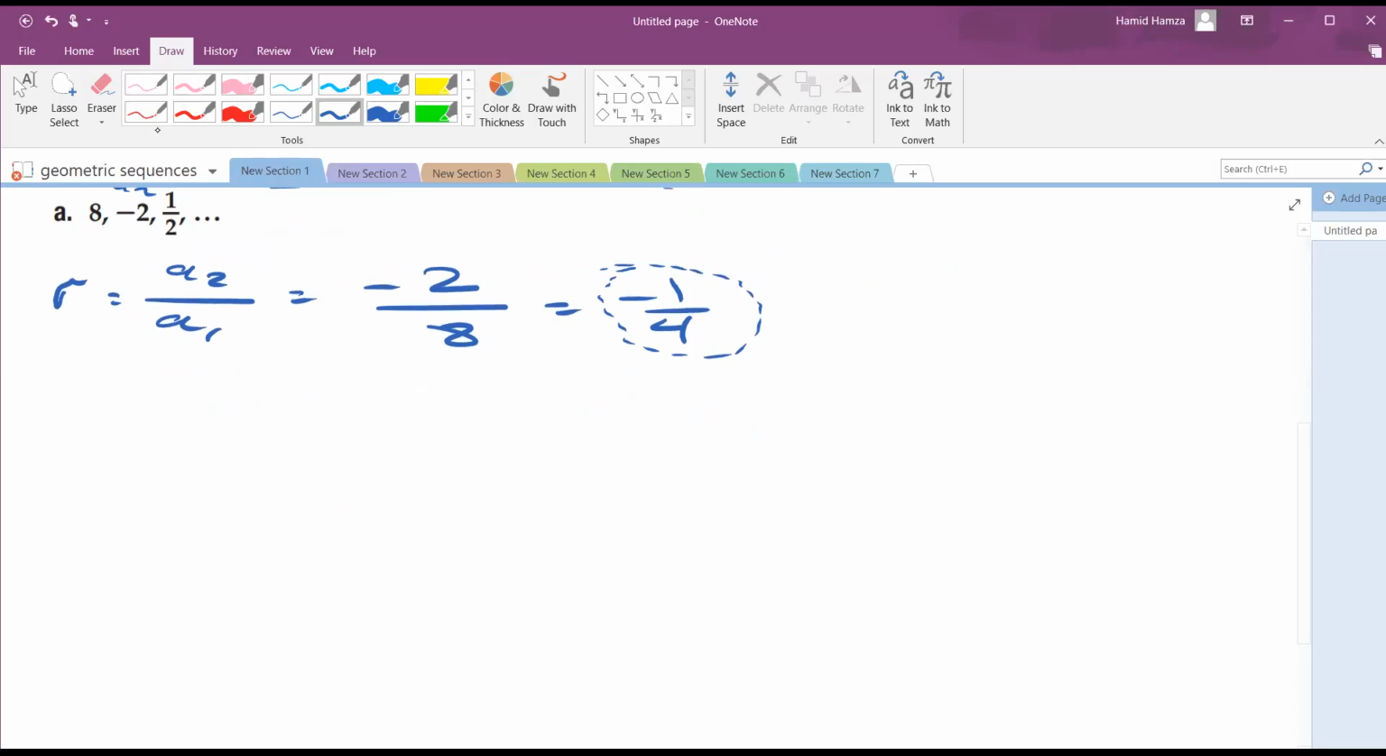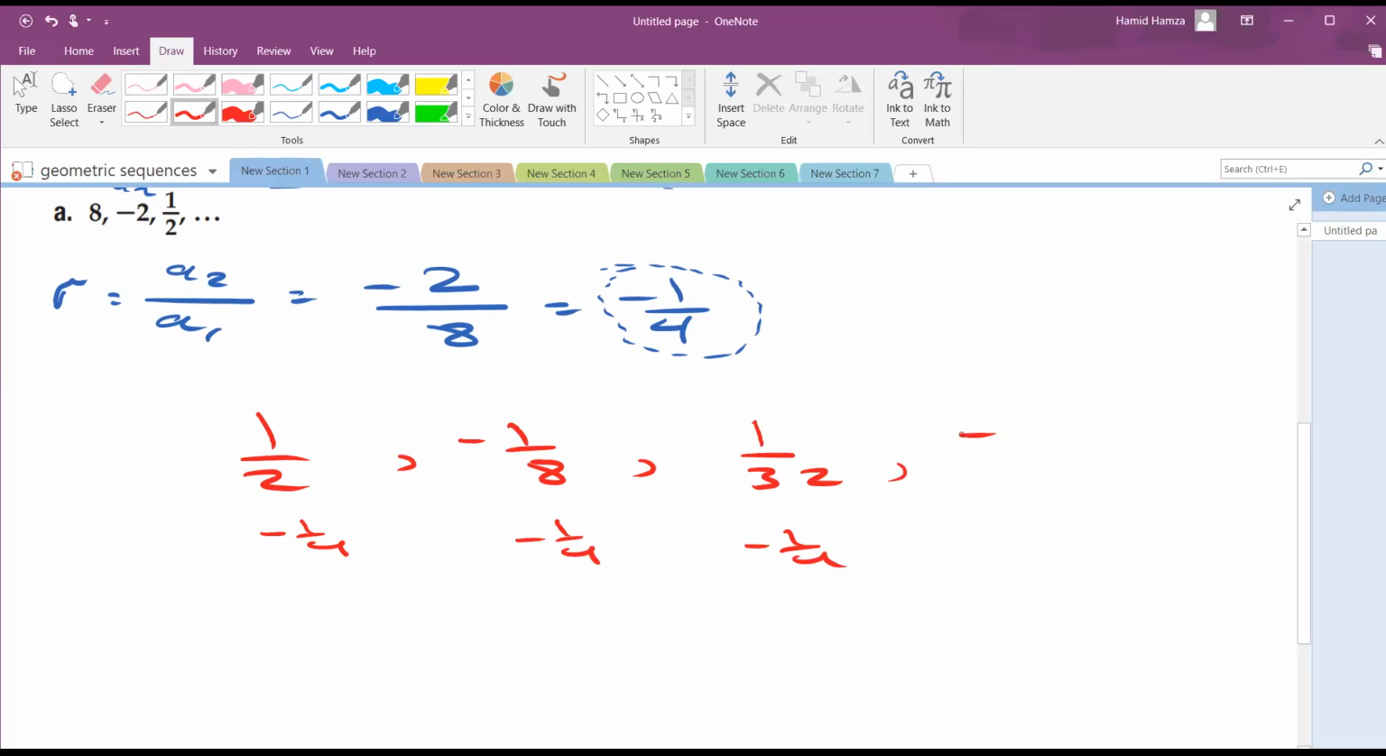So the last term in this sequence was 1 over 2. We will multiply this by -1 over 4, so it will be -1 over 8. Then we multiply again by -1 over 4, so the answer will be 1 over 32. Multiplied by -1 over 4 will be -1 over 128. So these are the next three terms.